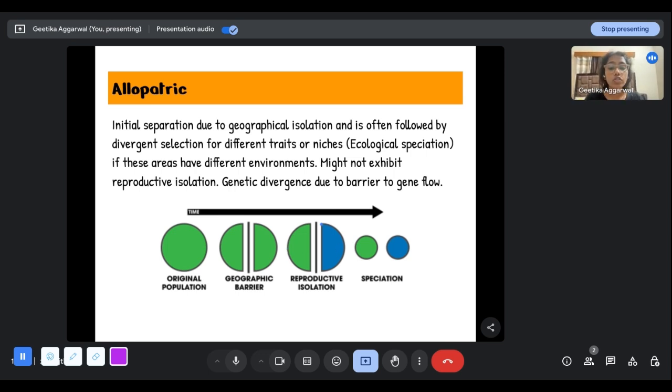And if these two areas have different environments, then these two populations will develop certain different traits, and eventually there will be two different species. Even if you place them in a common area, they'll still not be able to reproduce, they'll not be able to breed, and that is how they'll be reproductively isolated. So there is a genetic divergence due to barrier to gene flow. There was a barrier to the gene flow between the two separated populations, and this has led to genetic divergence, right? So that is allopatric speciation.